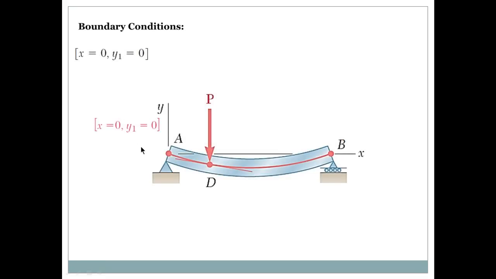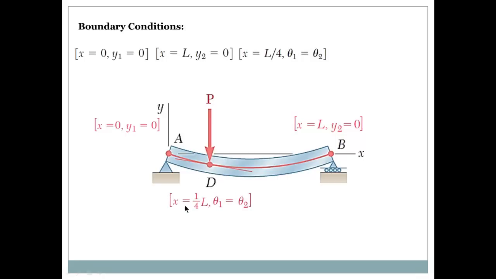First boundary condition is at x equals 0, right here, y1 equals 0. At x equals L, y2 equals 0. Okay, so these are the only two I know. But what happens at point D?